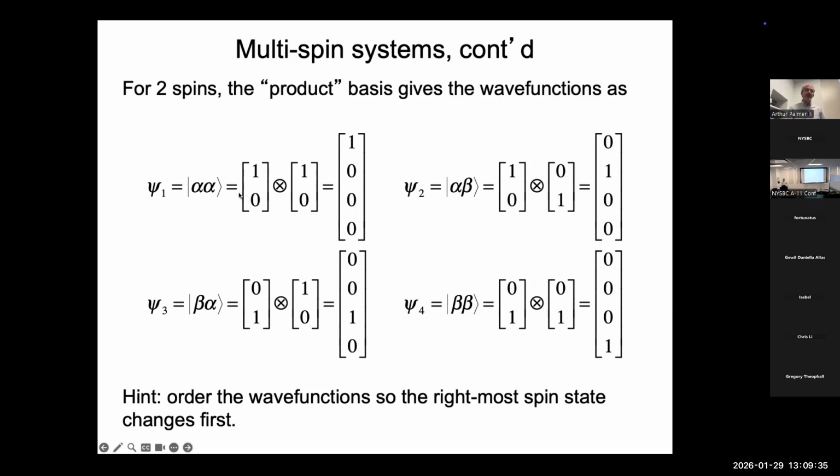So this then, for two spins, are my 4 wave functions. And if I turn these into the row vector, those are the bras or the complex conjugate.